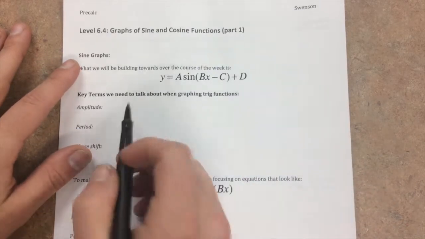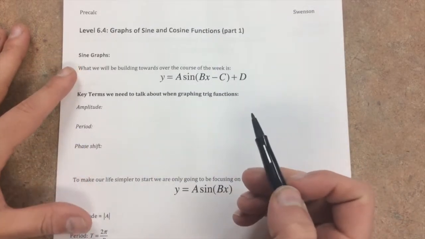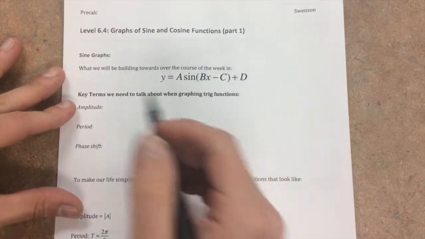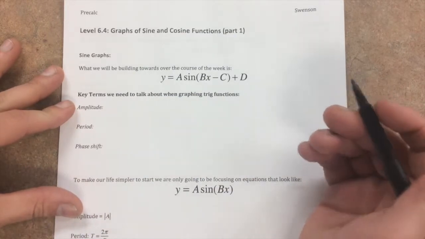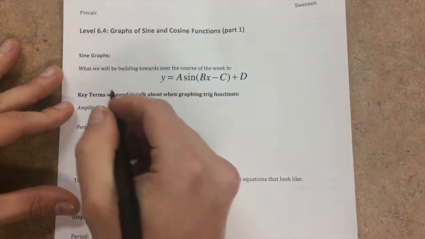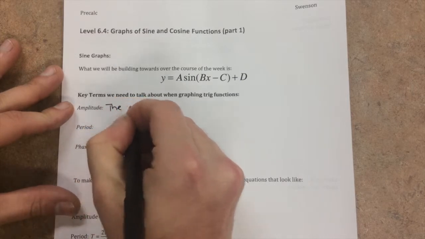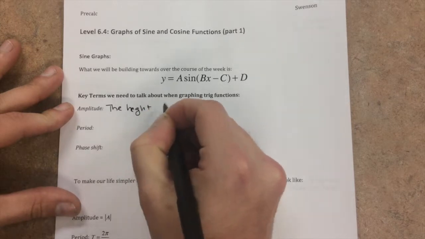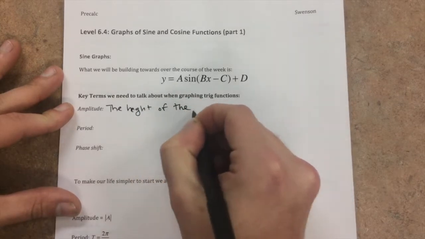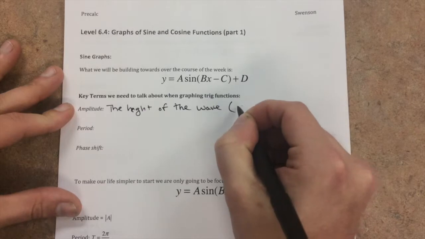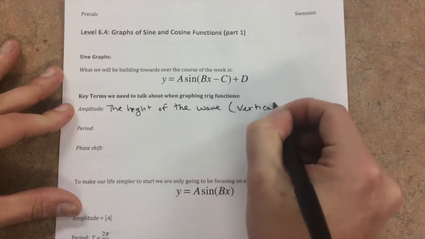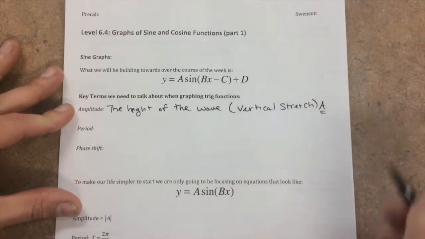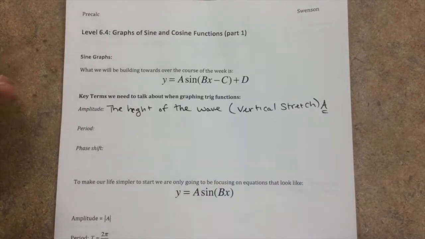Before we start, a couple key terms that I'm going to be using when we're talking about graphing trig functions. The first one is amplitude. Just like in your car, if you're turning up the volume, you're turning up the amplitude. Amplitude just means the height, H-E-I-G-H-T, height of the wave, and also means a vertical stretch. And that's what A does. So that's that A term, A for amplitude. That's pretty easy to remember.